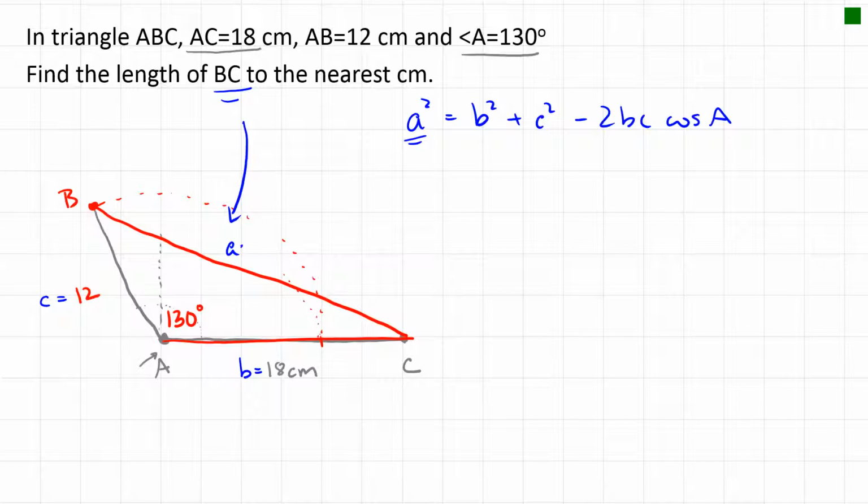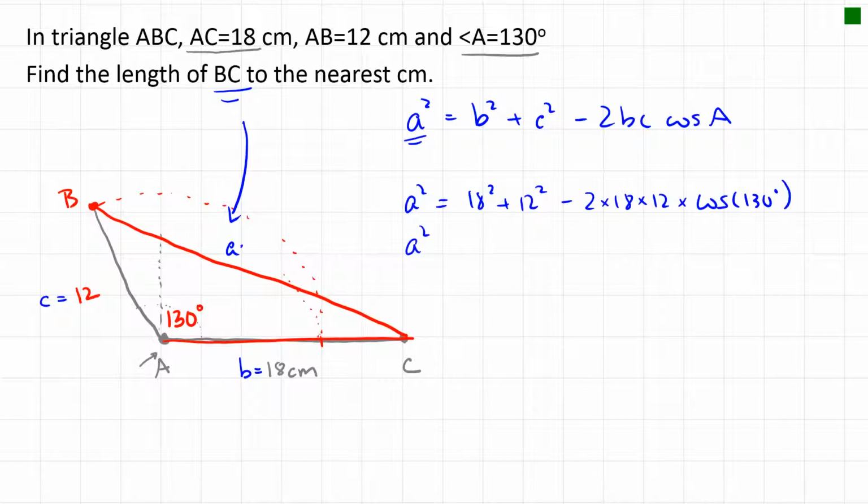Now I'm going to plug in my numbers. Little b is 18 squared, c squared is 12 squared, minus 2 times 18 times 12 times the cosine of 130 degrees. Now I'm going to go a little bit slower this time because I want to show you something. Last question we just put it all in the calculator at once, but there is something that might puzzle you if you're not careful.